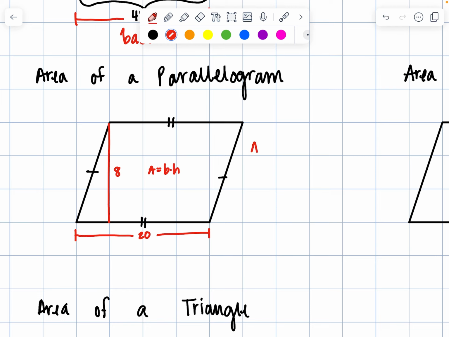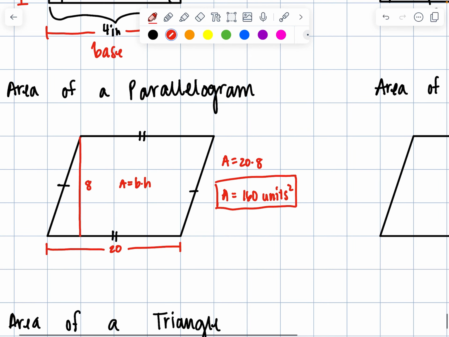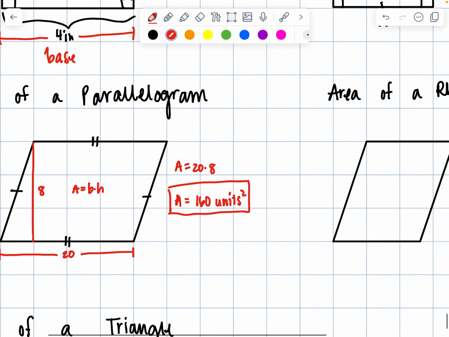Now, notice this time, there are no units of measurement. So we could do 20 times 8. So area would be equal to 160, but there's no unit there, so we actually just say units squared. And we are done, okay? So that's how you would calculate a parallelogram. You would need the height to actually solve for it.